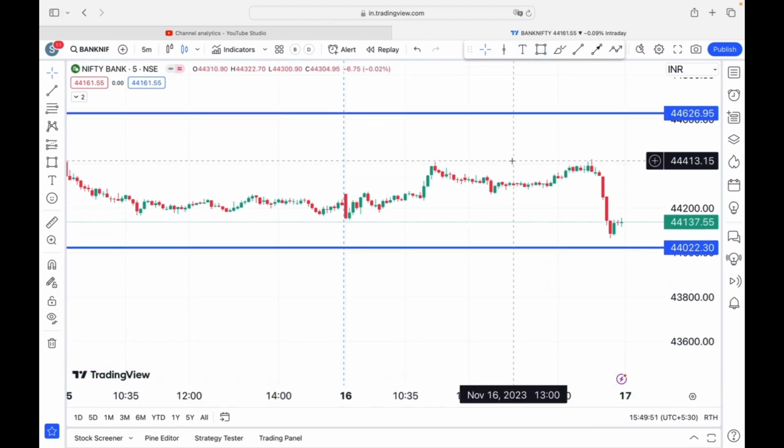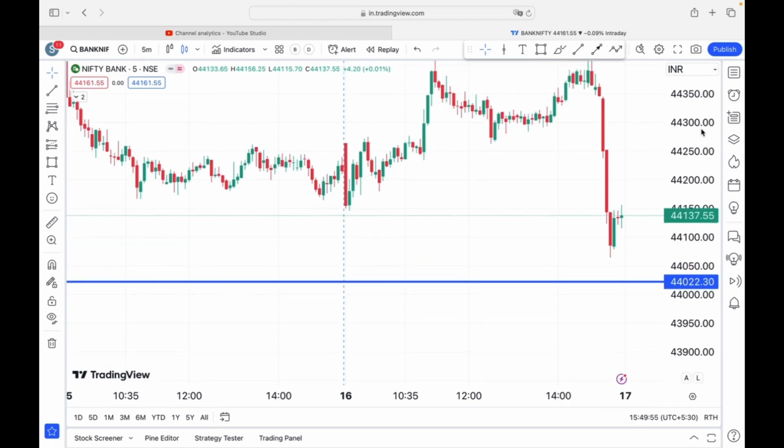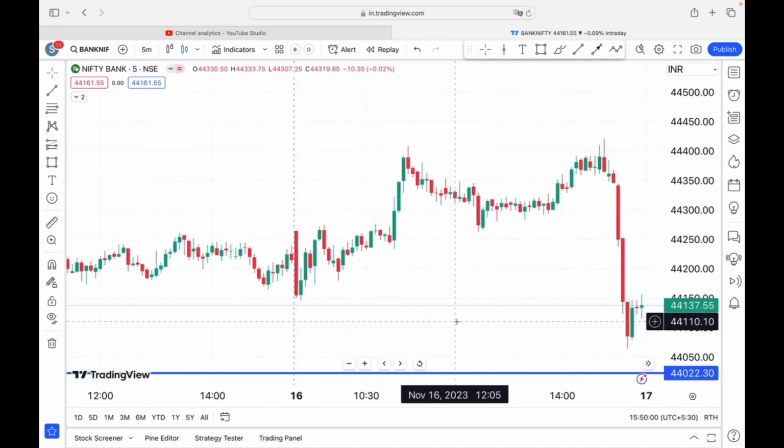All right, I'll even take the above one off. Okay, so now this becomes our important level by the time Bank Nifty opens.